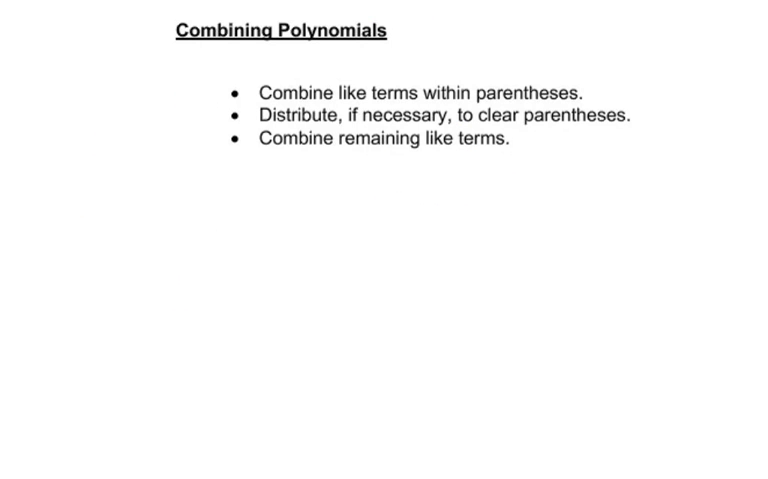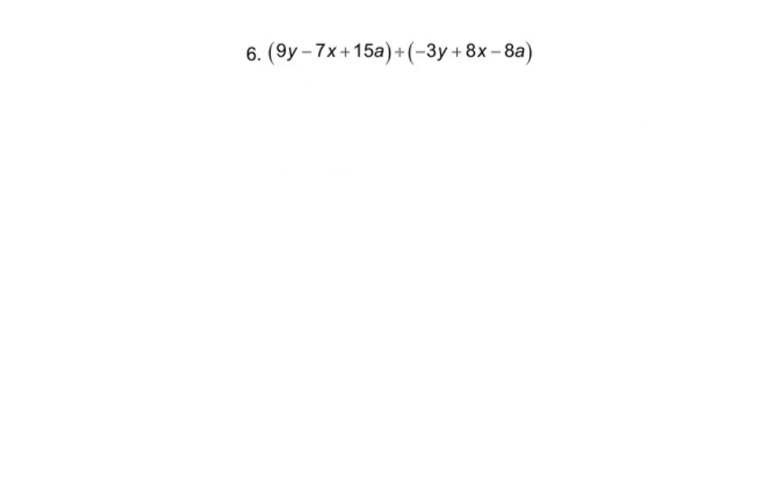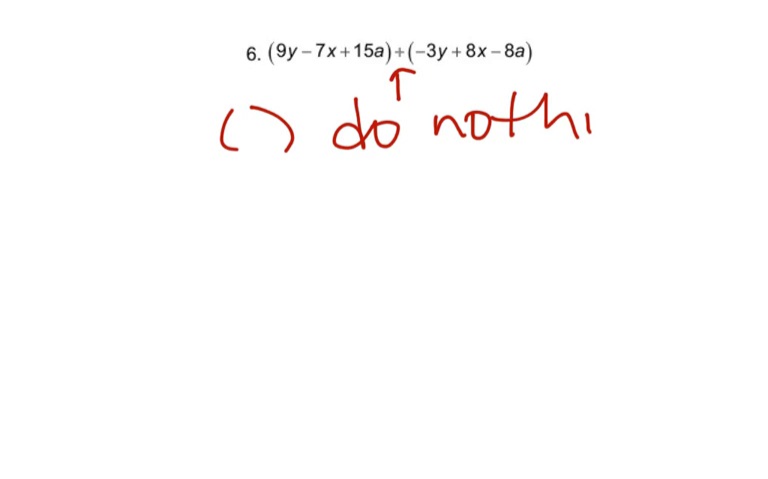Okay, so moving on to something a little new that's actually easier than dealing with those exponents. When you combine polynomials, this is like combining like terms. If you have parentheses, you have to distribute. The purpose of that is to get rid of the parentheses. Then you combine the remaining like terms. So if you have two sets of parentheses and there's a plus between them, that means that the parentheses do nothing. You can ignore them. Now that's only if it is a plus.